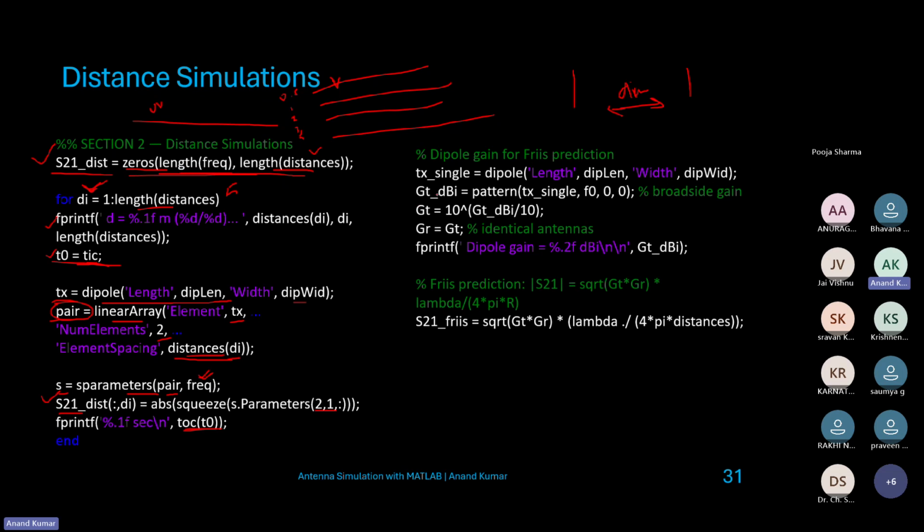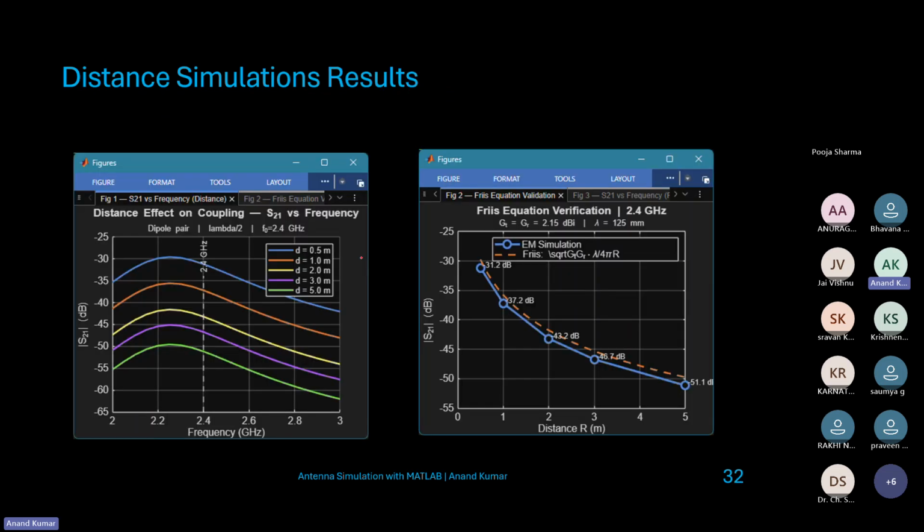And now to analytically get the S21 from the Friis expression, we get the gain values for the antenna. Since transmit and receive antennas are identical, we get the gain for both antennas. And using the Friis expression, root over GT GR into lambda upon 4 pi d, where d is the distance, we get the S21. And then we can plot this.